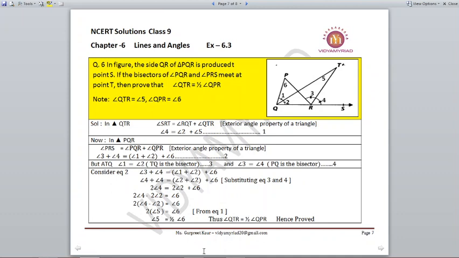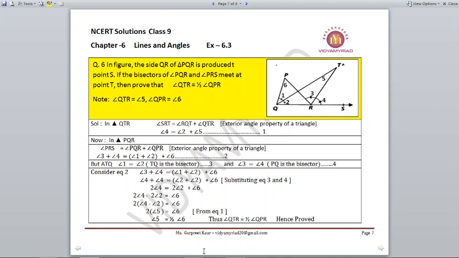And according to the question, we already know that angle 1 is equal to angle 2 and angle 3 is equal to angle 4. So let's substitute this in our equation number 2. What is our equation number 2 now? Angle 3 plus 4 is equal to angle 1 plus 2 plus angle 6. Now on substituting, what do we get? Now 3 is equal to 4, so I have written angle 4 plus 4, and your 1 is equal to 2, so I have written 2 plus 2 plus 6. So twice of angle 4 is equal to twice of angle 2 plus angle 6.